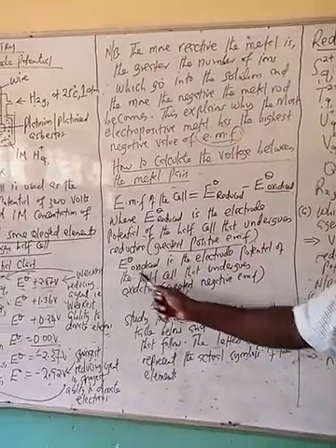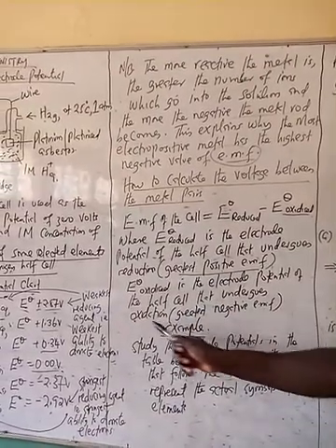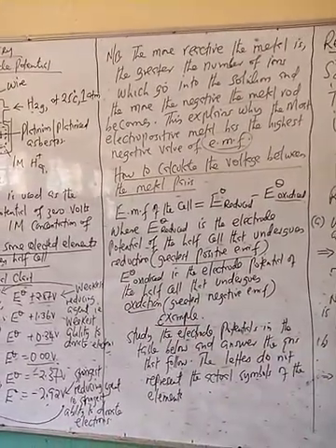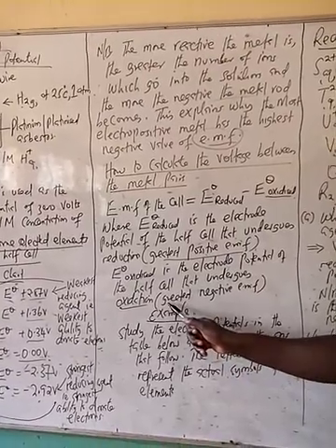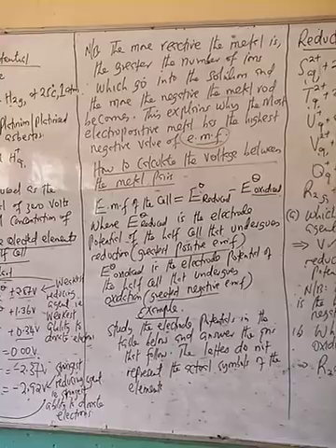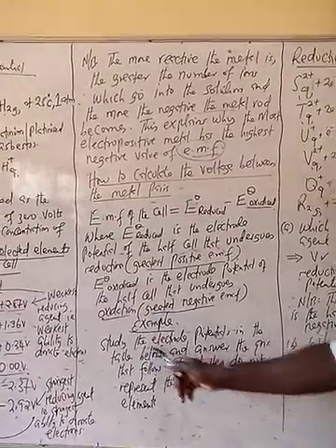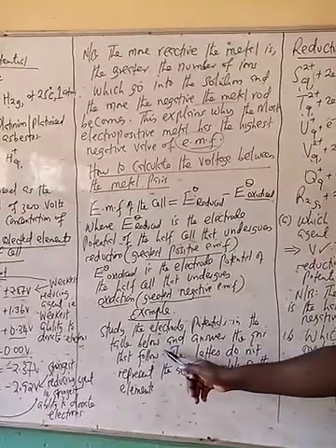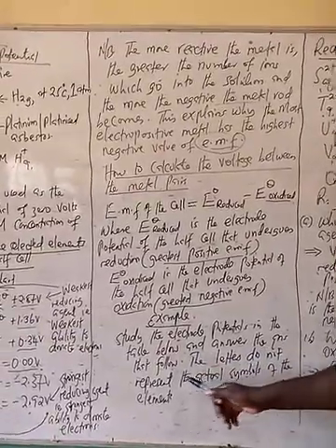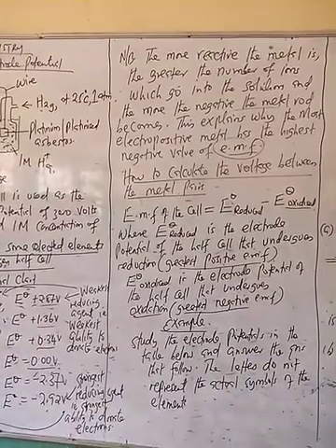E oxidized is the electrical potential of the half cell that undergoes oxidation. That is to say, the electrical potential with the greatest negative EMF. Let us look at this example. Study the electrical potentials in the table below and answer the questions that follow. The letters do not represent the actual symbols of the elements.